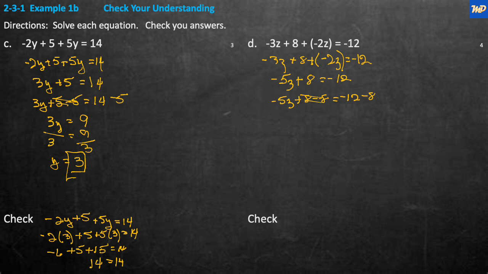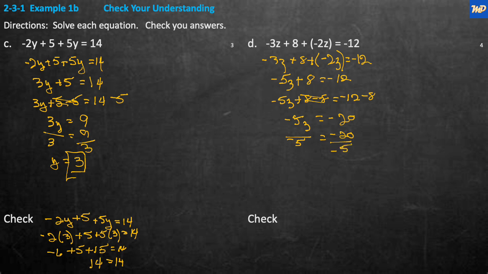The 8's cancel, so we get negative 5z is equal to negative 20, because 12 and 8 is 20, and they're both negative, so we're subtracting, right? Negative 20. So what is left? We have negative 5z is equal to negative 20. So we have to get the negative 5 away from the z, so it can be a 1z. In our case, let's use the division property of equality, and we're going to divide both sides by negative 5 equals negative 20 divided by negative 5.